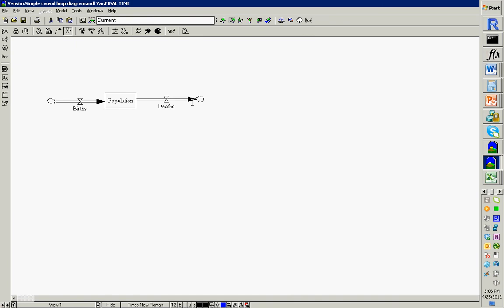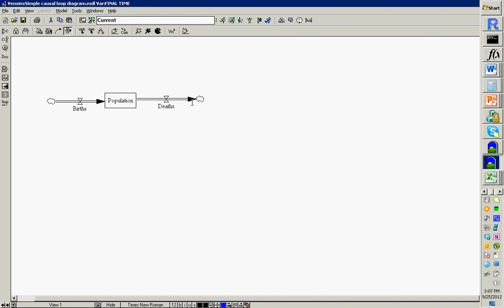Okay, is this a model? Yeah, it's a model. We could argue about how good a model it is. Maybe birth should be driven by, we should add some lines showing the causal connections between birth and population, etc. But it's a starting point. Okay, so that's a stock and flow diagram. Is that a simulation model?